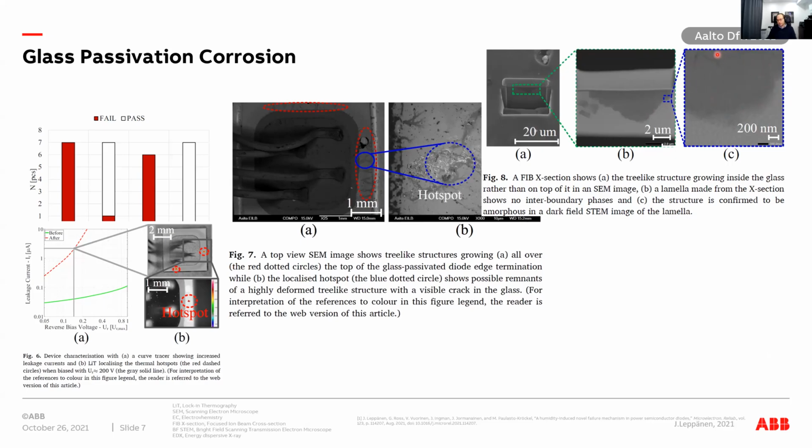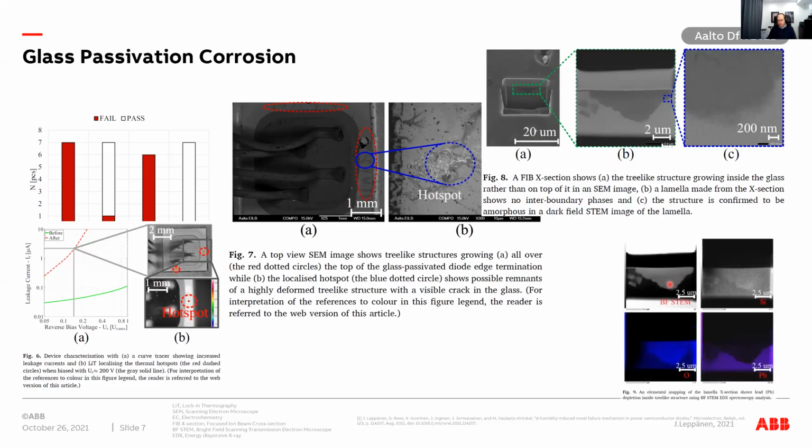While based on the literature, the dendrites that I showed you in the first slide typically grow on top of the material, and they are either polycrystalline or sometimes even partially single crystalline. But amorphous is something that's not known in the literature, and also it shouldn't grow inside the glass. So this was something else.